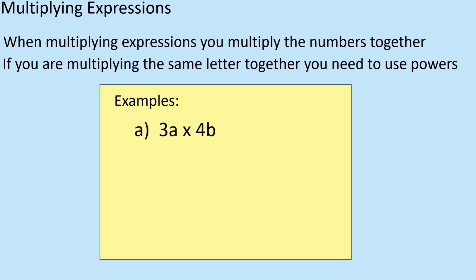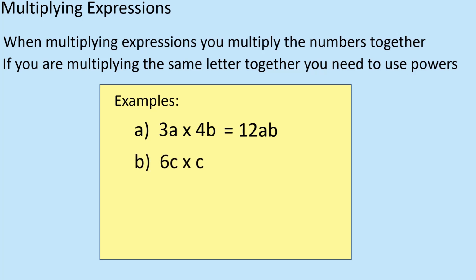So here we've got 3a times 4b. Well, the numbers we can multiply. So what's 3 times 4? And that's going to give us 12. But the two letters are different. And because the two letters are different, we can't times them together as such. So when we're timesing letters together, then we just literally put them next to each other. All right, so it's a times b effectively. So it's 12 times a times b. That's what you actually got. But we write it as 12ab.